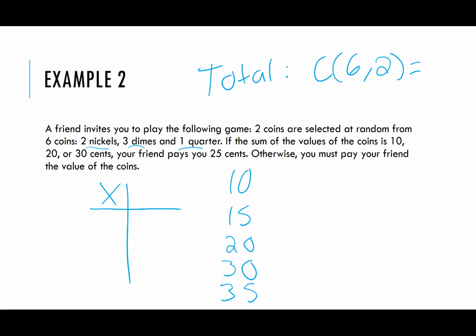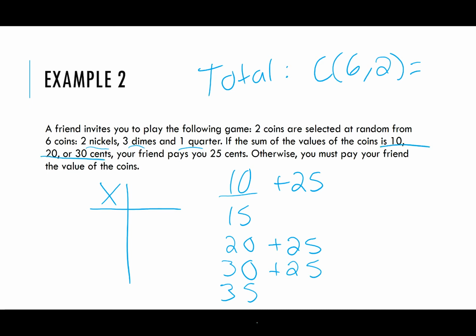Now, remember, that's not our random variables, though. If we pick up 10 cents, that means our friend, some of the values is 10, 20, or 30. Your friend pays you 25 cents. So if we picked up 10 cents, then our friend's going to give us 25 cents. If we picked up 20 cents, our friend's going to give us 25 cents. If we picked 30 cents up, our friend's going to give us 25 cents.